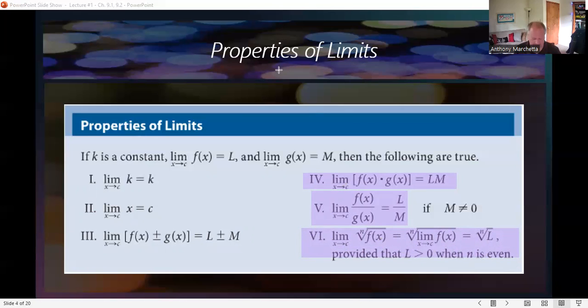Okay, let me repeat that one because that one's a little bit weird. Say you were trying to figure out the limit of the square root of some funny function. Forget about the square root and just find the limit of the function. Then when you're done, make sure you take the root of your answer, is the concept.